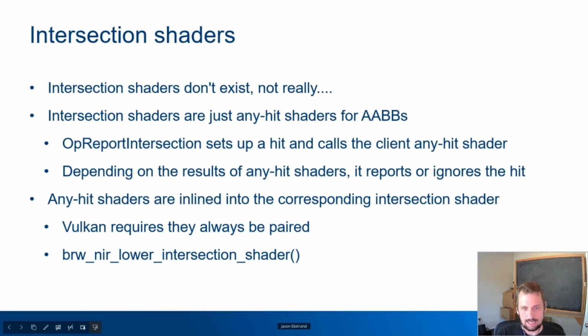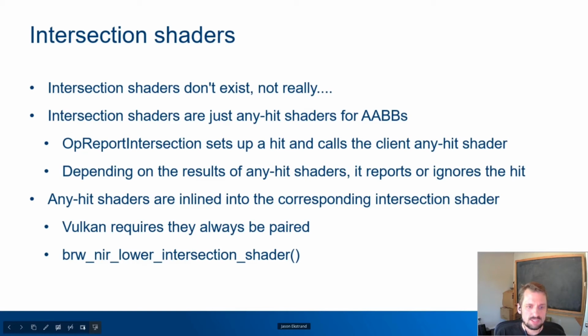We have a pass for this. It's called BOW no lower intersection shader. If somebody wants to use this in another ray tracing implementation, it is not particularly Intel specific. I just put it there because I didn't want to have Boss have to go out and review it. But this allows us to avoid all of the callable overhead for the any hit shaders in AABB geometry.